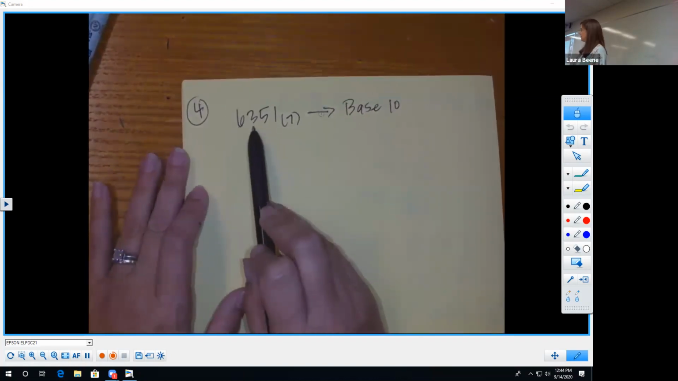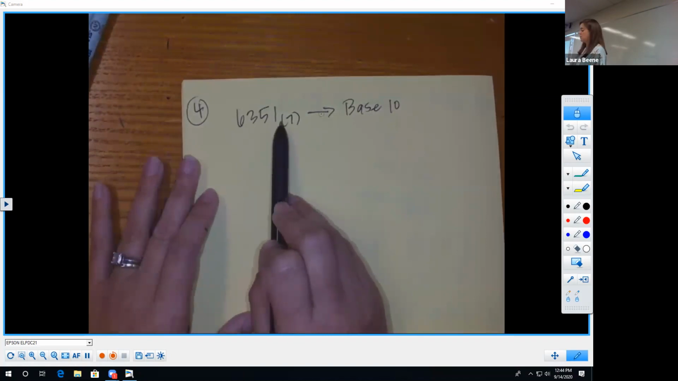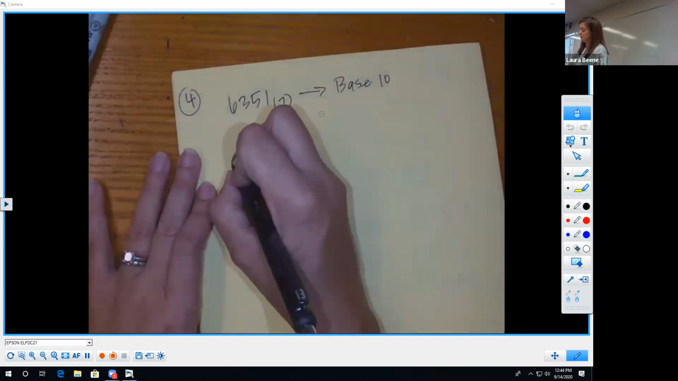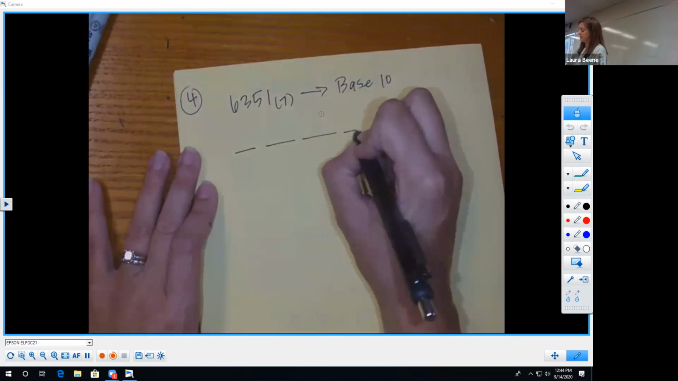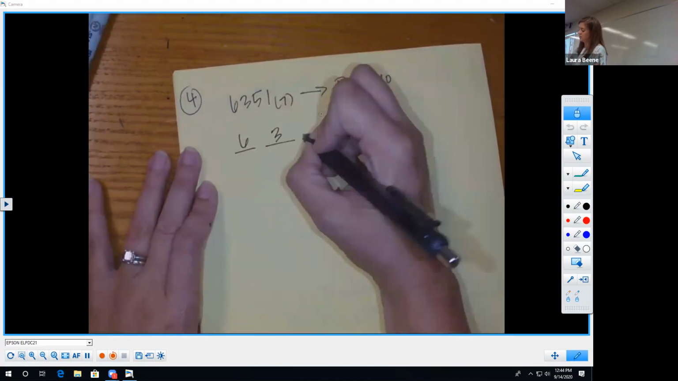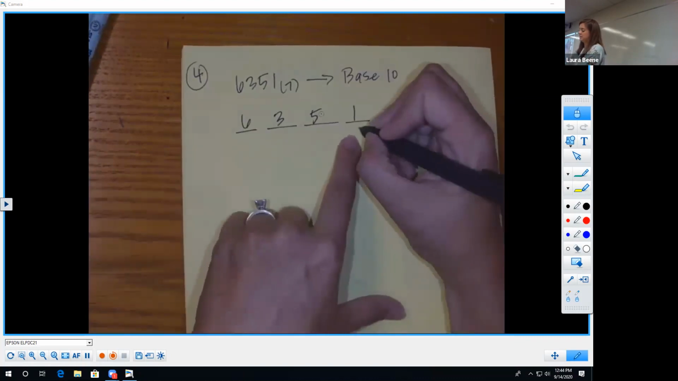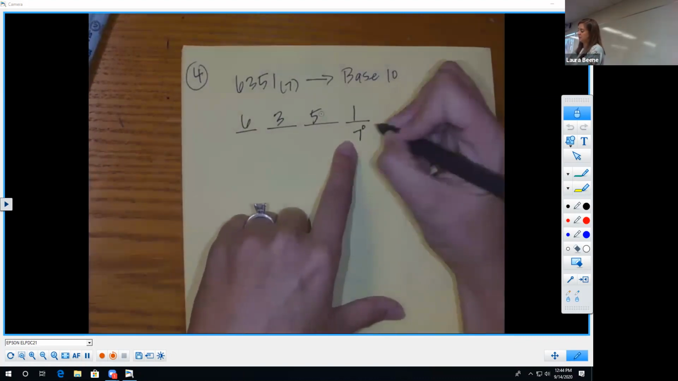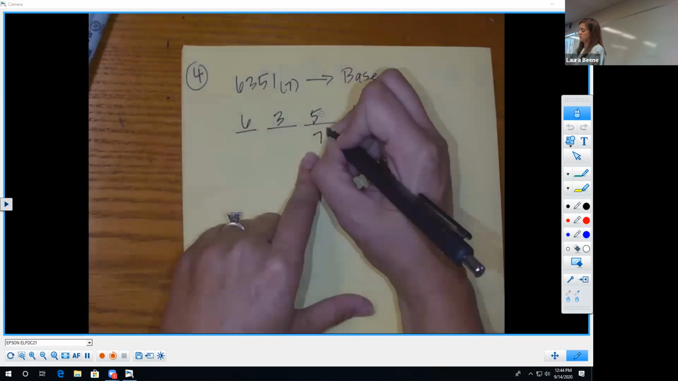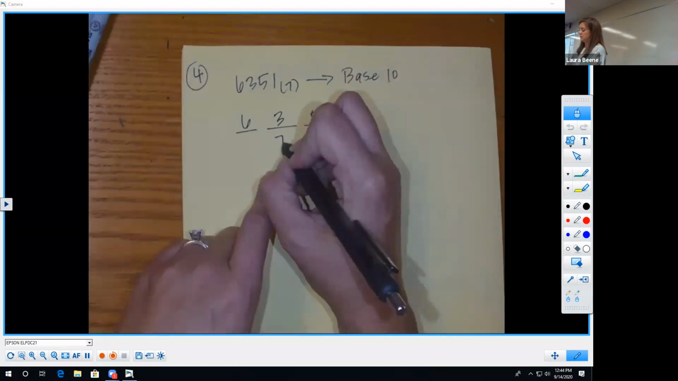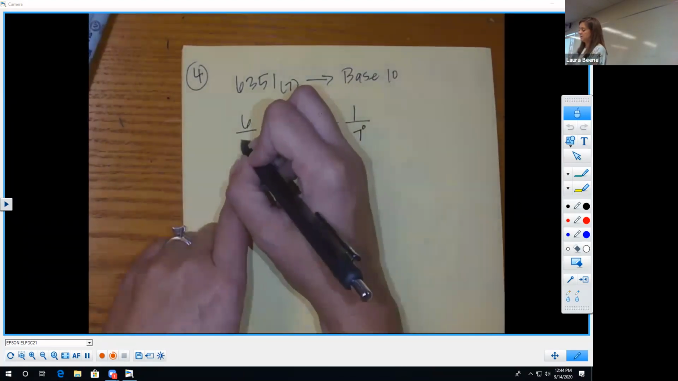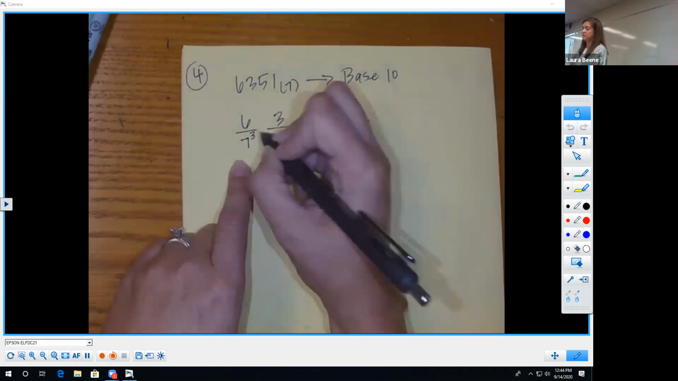6 cubes, 3 flats, 5 longs, 1 unit. Or you could just think about the place value if you didn't want to draw each thing out. So 6, 3, 5, 1. Again, this is the units place. So this is the 7 to the 0 power. This is the long, so 7 to the first power. This is the flat, 7 to the second power. This is the cube, 7 to the third power.